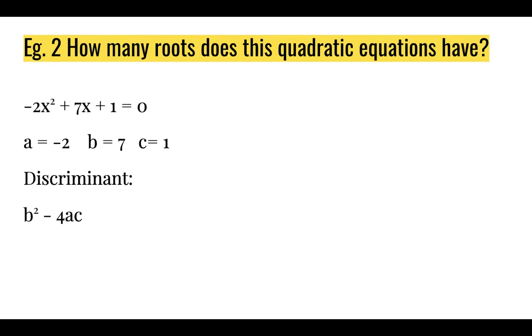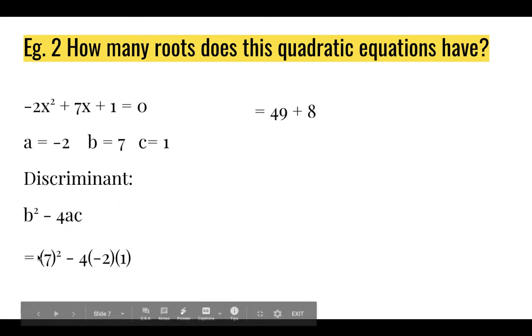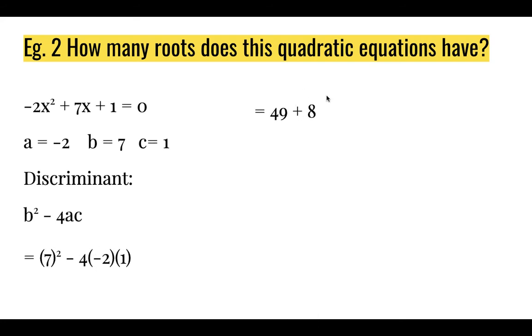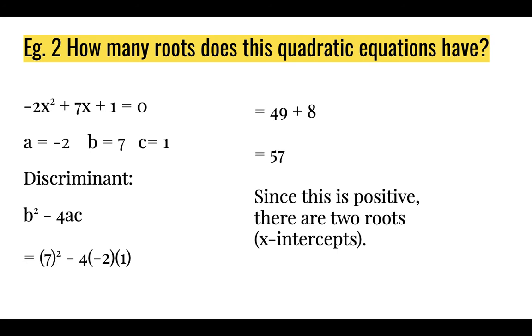Now we're going to substitute our numbers in for A, B, and C. That gives us 7 squared minus 4 times -2 times +1. And now we're going to do the math on both those terms. So 7 squared is 49, and -4 times -2 is +8, and +8 times 1 is +8. So we get 49 plus 8, which is 57. And so, because this is positive, there must be two roots, or two x-intercepts.